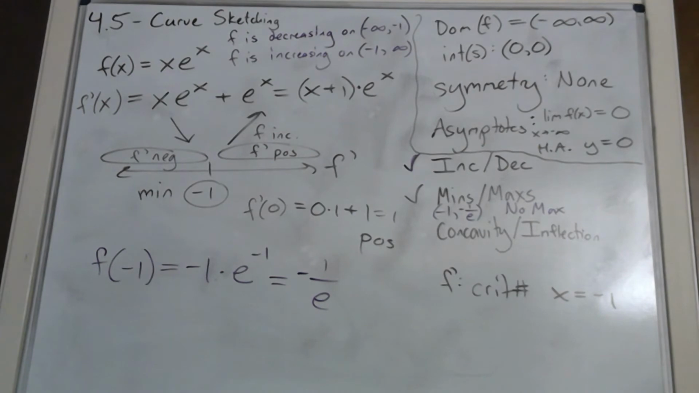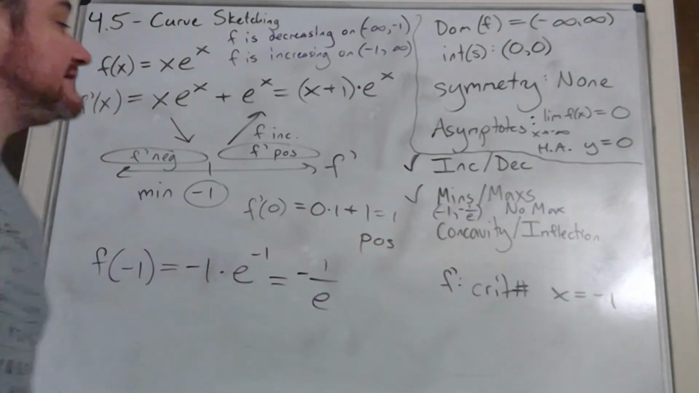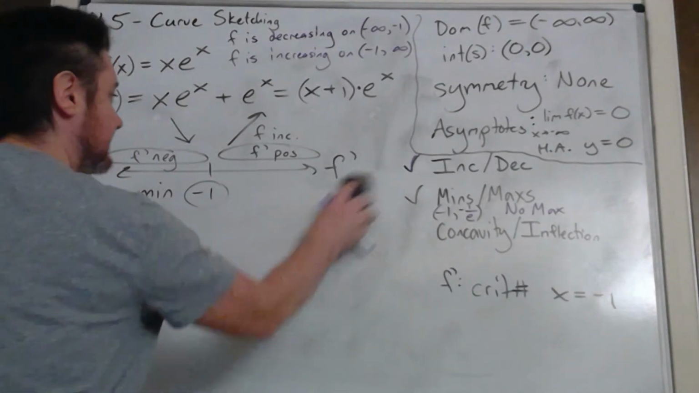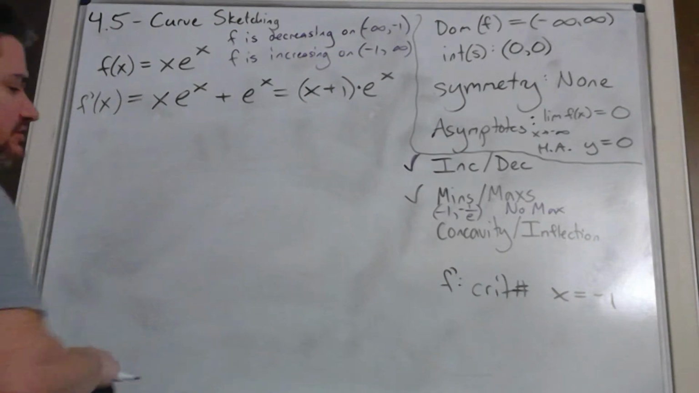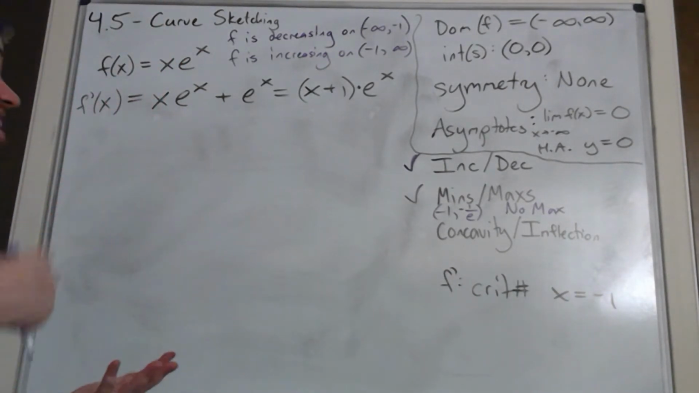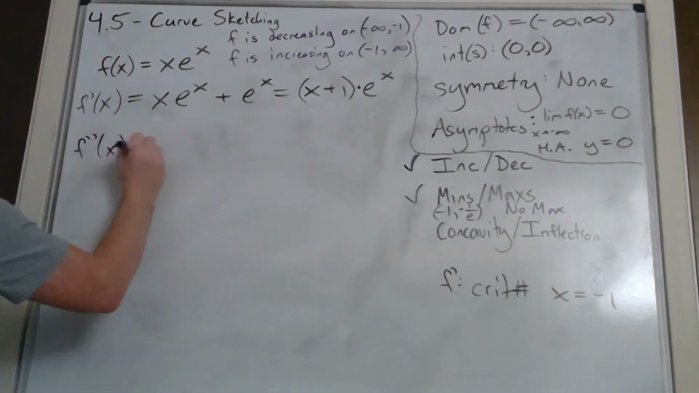Okay, let's go on, find the second derivative, look for possible inflection points, and then use the second derivative to determine that. And then we'll also see if we can identify that minimum or maximum using the second derivative test. So, f double prime of x.